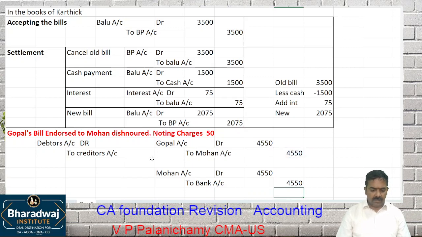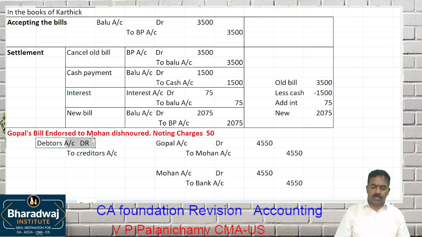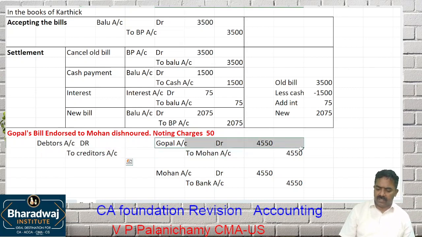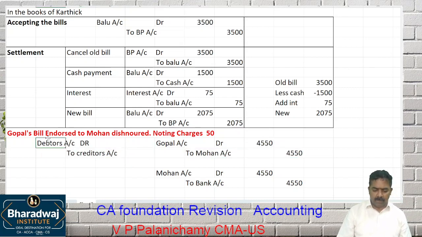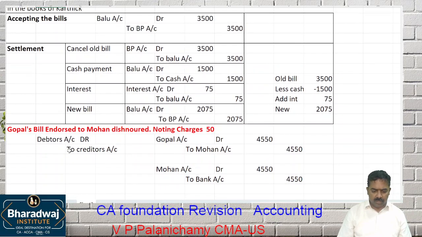I repeat. Whose bill? Gopal's bill. He is the debtor. To whom was it endorsed? Mohan. He is the creditor. Okay, what is the entry you have to pass? Debtor's account debtor to creditor's. That is, Gopal account debtor to which account? Mohan account. Gopal account debtor to Mohan account.